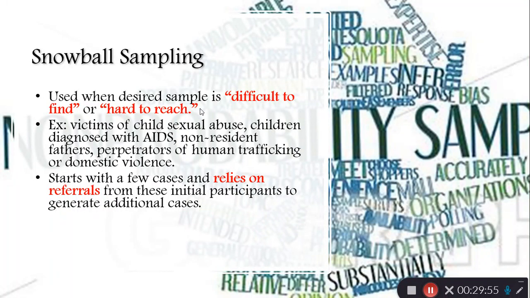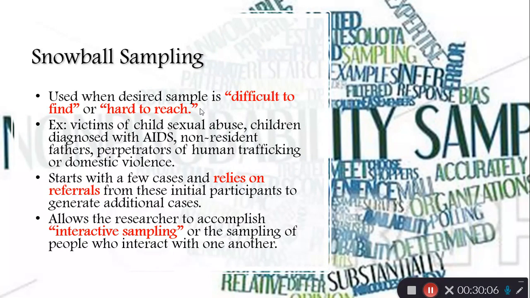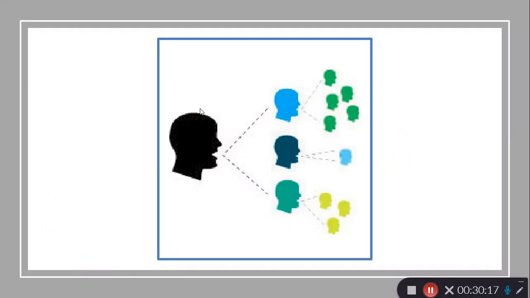The way in which this sampling technique works is that we start with a few cases and then we rely on referrals from those initial participants to generate additional cases. It allows the researcher to accomplish what is referred to as interactive sampling, or sampling of people who interact with one another. As this visual suggests, we might inform one individual about our study, and then that individual refers 3 others about our study. And then several other individuals refer others. So it's really what the term suggests. It's a snowball kind of process.